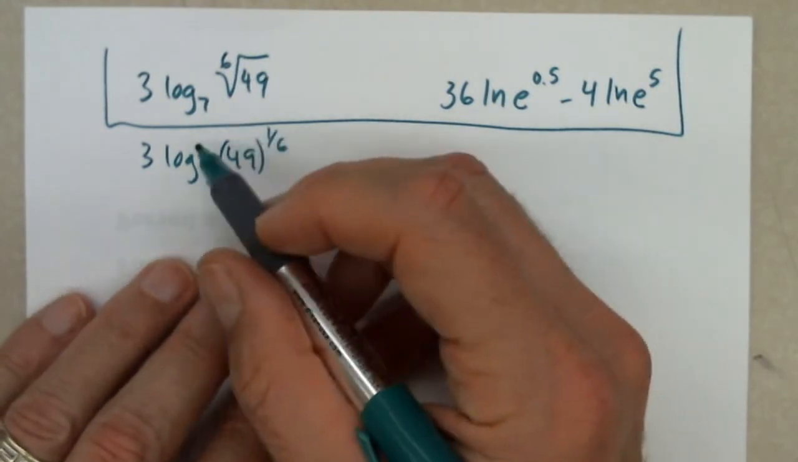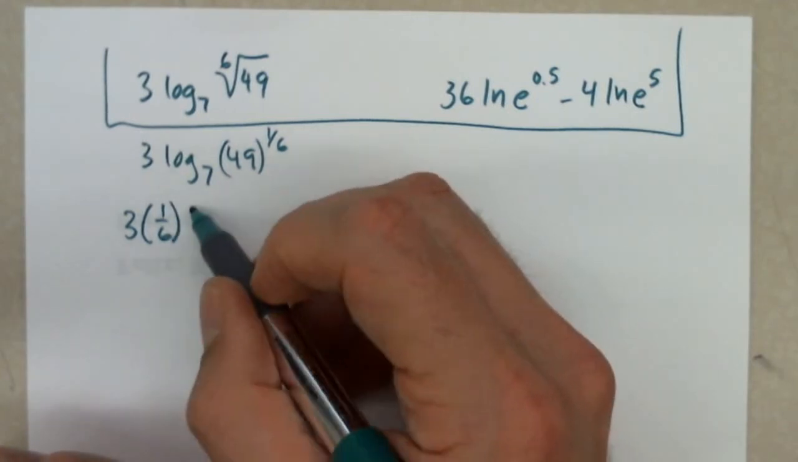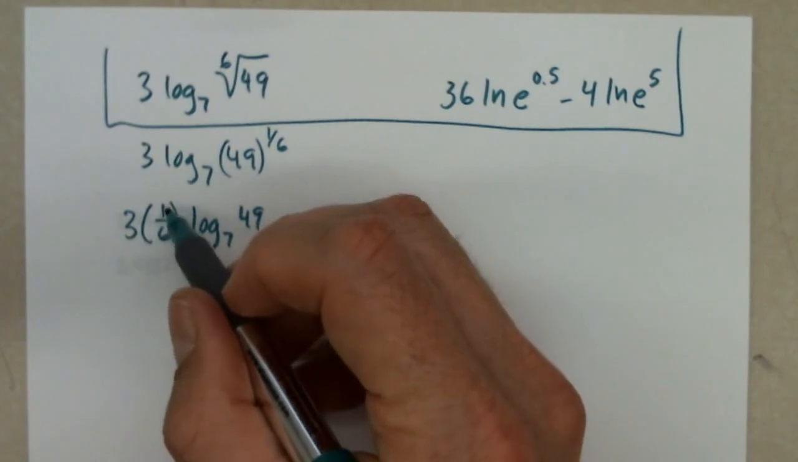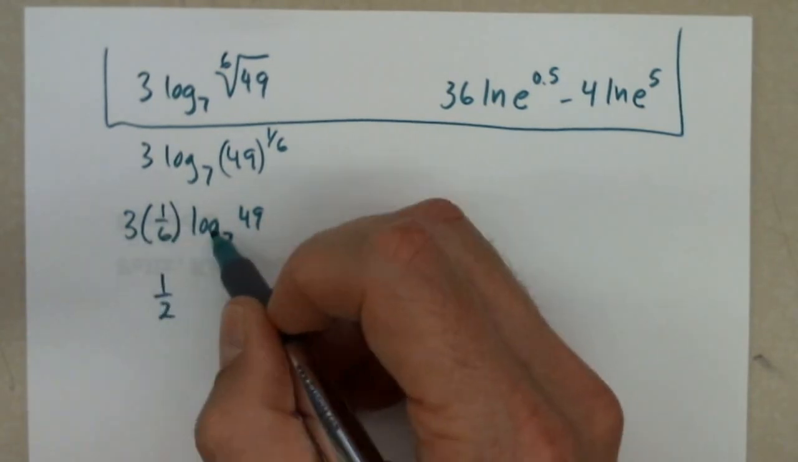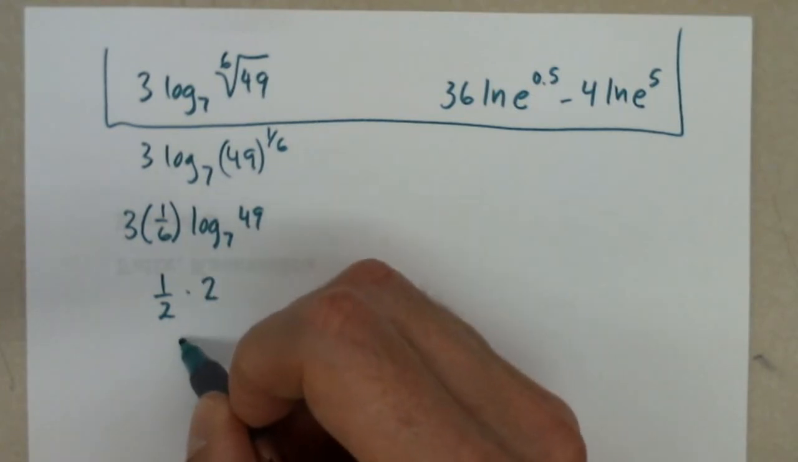Then we can move that out in front, so it'll be 3 times 1/6. Log base 7 of 49. 3 over 6 would be a 1/2. And to what power do you raise 7 to get 49? 2, so we get a 1.